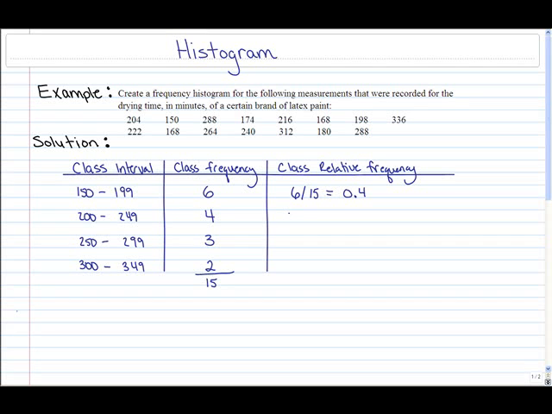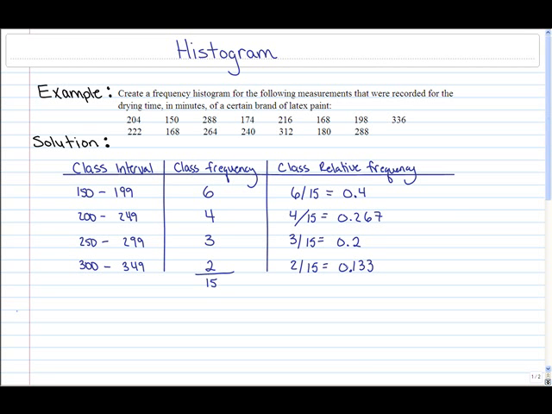Now in the second class, your relative frequency would be 4 out of a total of 15. 4 out of 15 works out to approximately 0.267. So approximately 26.7% fall within that second class. 3 out of 15 works out to be 0.2, so about 20%, falls within the third class. And finally, the last class, we have 2 out of a total of 15. That works out to approximately 0.133, so 13.3% fall within the last class.